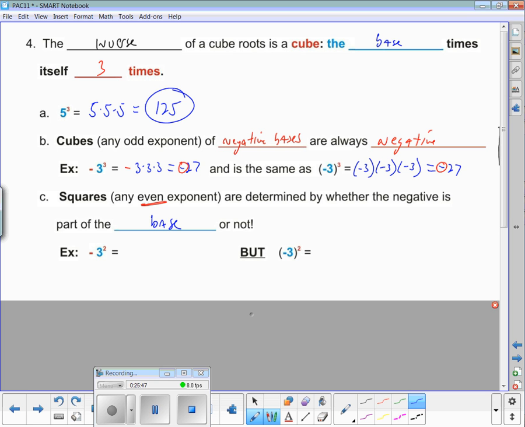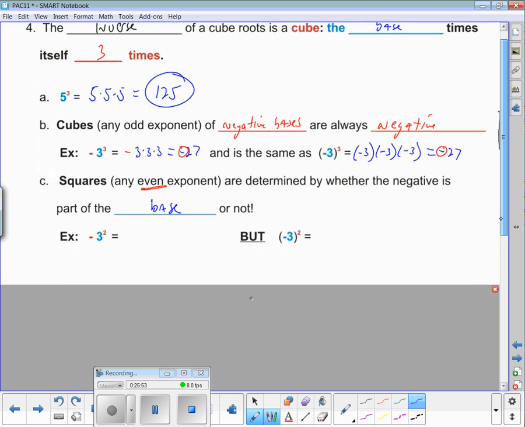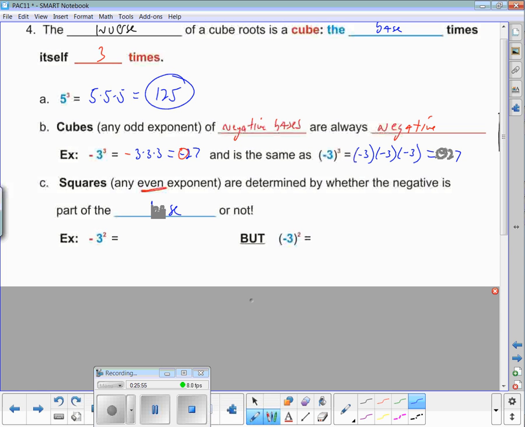So look what happens with our two examples here. What determines it is whether the negative is part of the base or not. So let's follow the exact same protocol. The first example is a negative, and then take your blue and do the base times itself twice, 3 times 3. Final answer to the first example. Say it if you know it. Negative 9, correct.